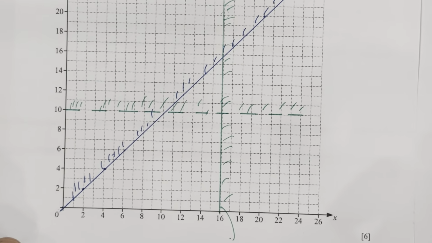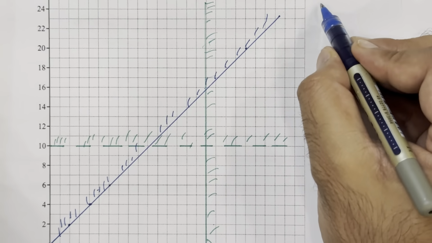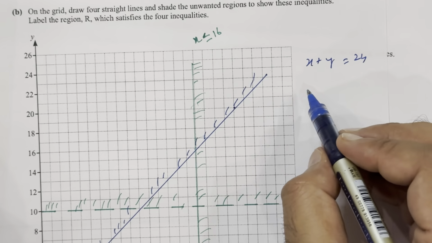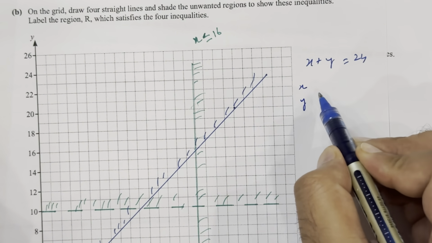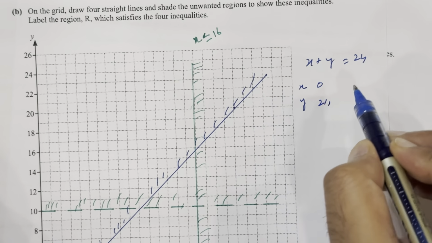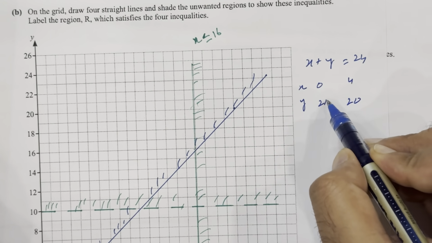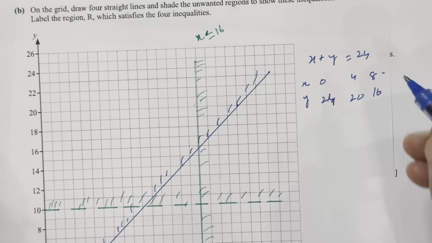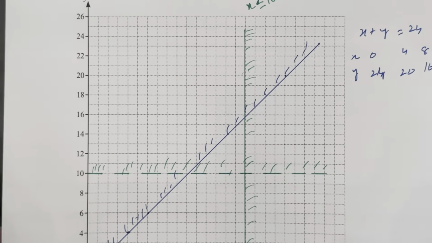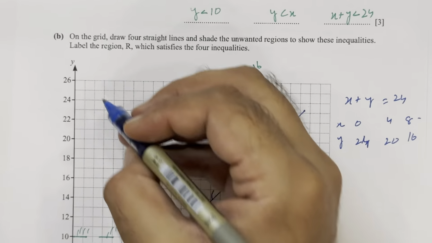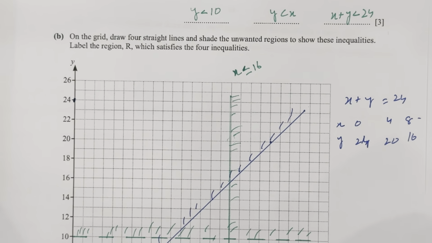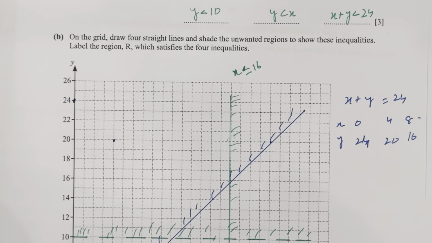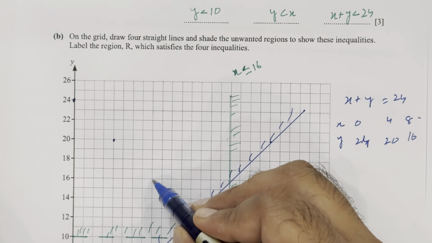Now the last line, X plus Y is equal to 24. If the value of X is 0 the answer is 24, if the value of X is 4 its value is 20, if the value of X is 8 the answer is 16. So these 3 points are enough. At 0 we have the value 24, at 4 we have the value of 20, at 8 we have the value of 16.